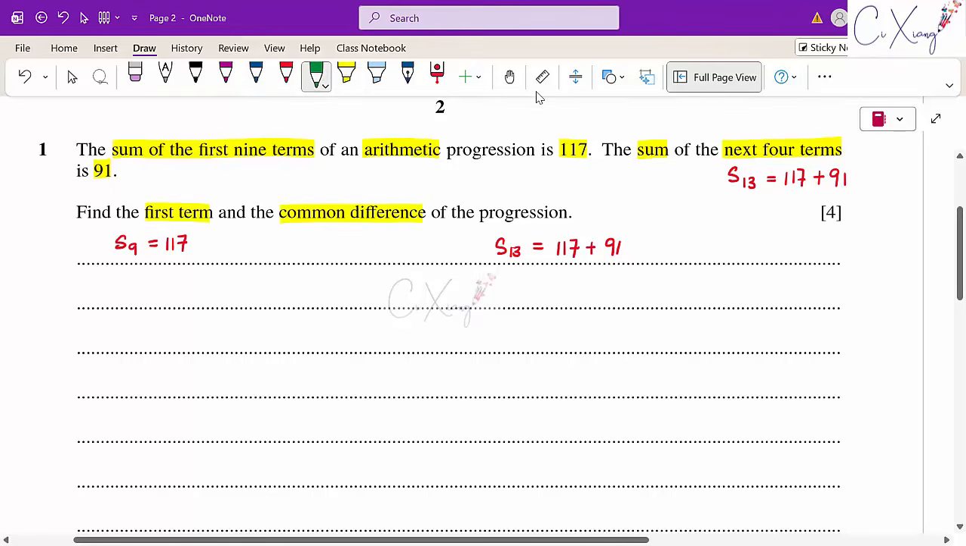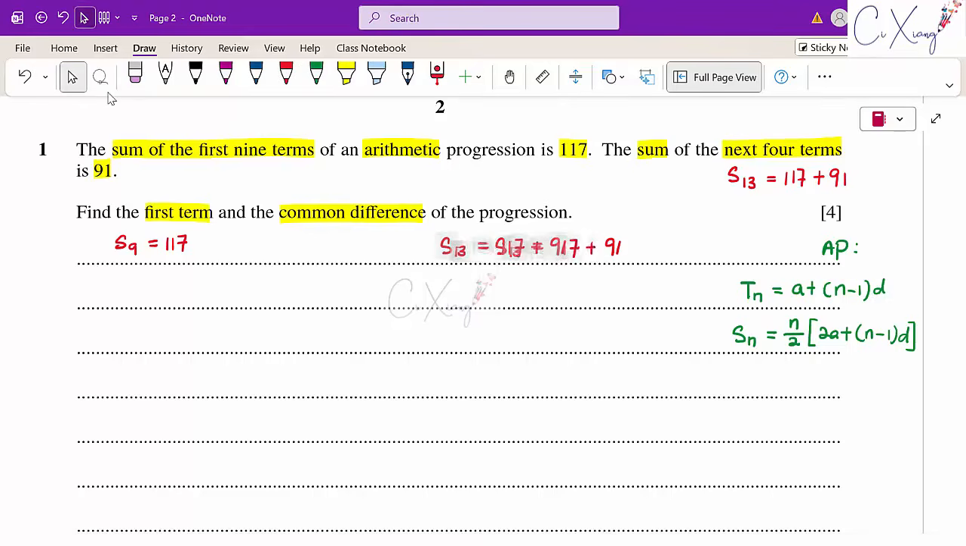When we have an arithmetic progression, just to recall a little bit, there are a few important formulae. If they are talking about the nth term of an arithmetic progression, the general formula is a plus (n minus 1)d. And in this question, we are given the sum of the first n terms. The general formula for the sum of the first n terms is n over 2 multiplied by (2a plus (n minus 1)d). Since we are given mainly the sum of the first n terms, we are going to use this formula mainly.